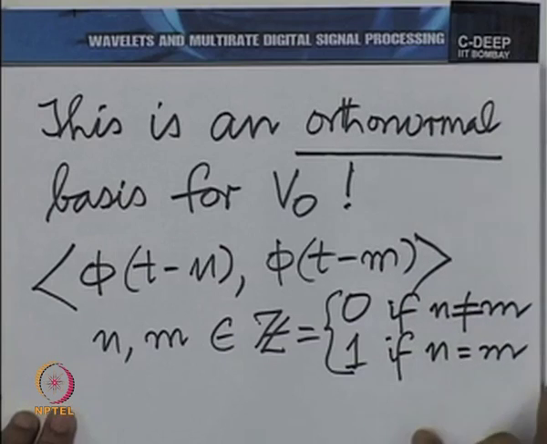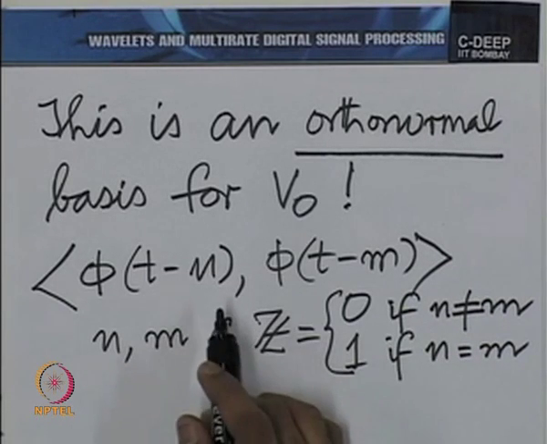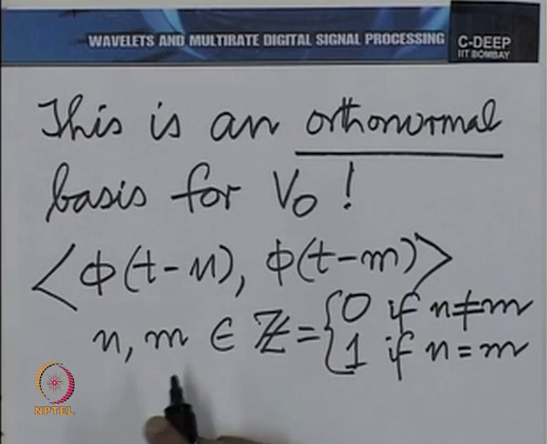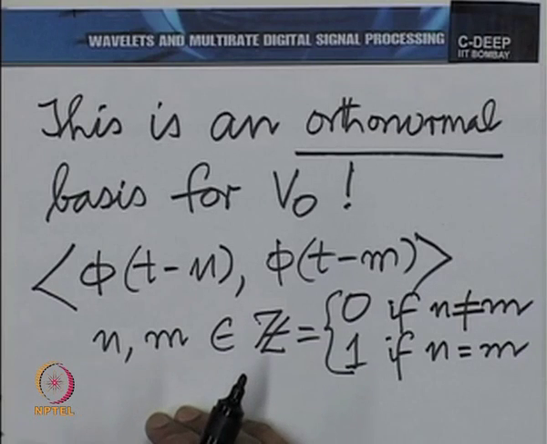All that you need to do is to calculate the integral in the product. After all, phi of t minus n and phi of t minus m are non-overlapping when n is not equal to m, and if n is equal to m, they overlap completely, and then of course, the integral is just the integral of a rectangle of unit height over unit length. So, it is 1.